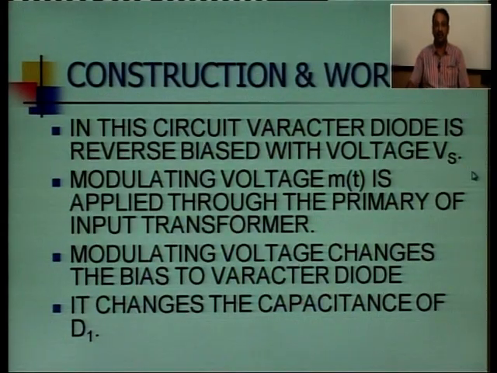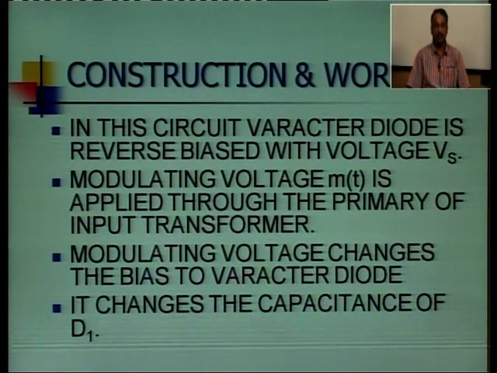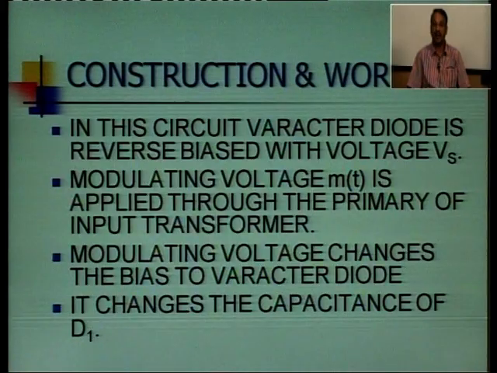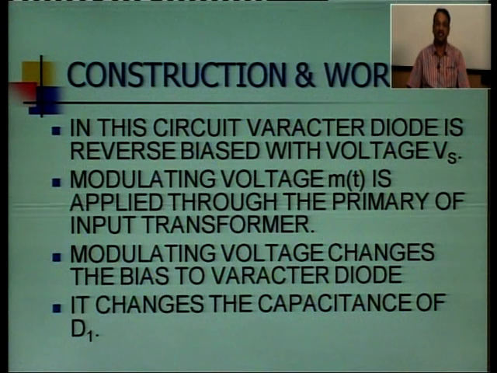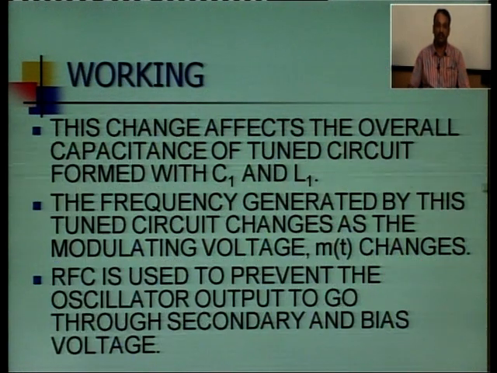This variable diode capacitor is connected across an LC oscillator. So, in this circuit, the varactor diode is reverse biased with voltage Vs. Modulating voltage m(t) is applied through the primary of the input transformer. Modulating voltage changes the bias to the varactor diode. It changes the capacitance of the varactor diode. This change affects the overall capacitance of the tuned circuit having L1 and C1.